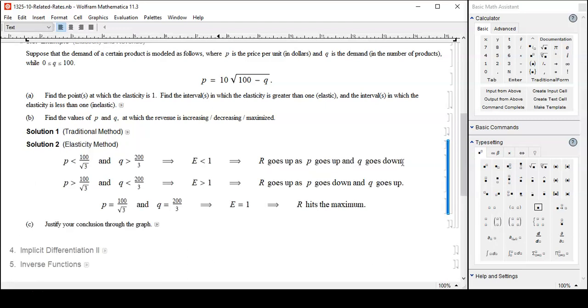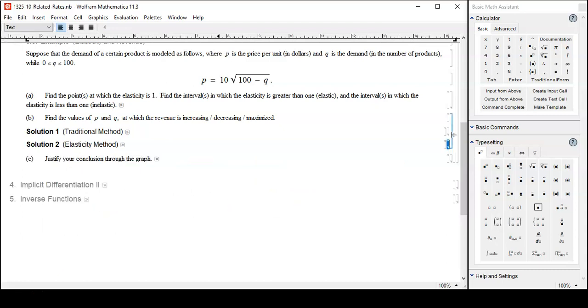Elasticity is less than 1, so revenue goes up as price goes up. Elasticity is greater than 1, so revenue goes down as price goes up. In other words, revenue goes up as price goes down. And then we have a maximum when elasticity is equal to 1. That's the elasticity method, and that's related to part A of the problem.